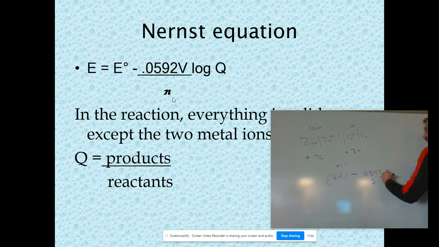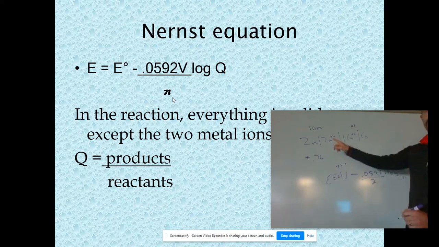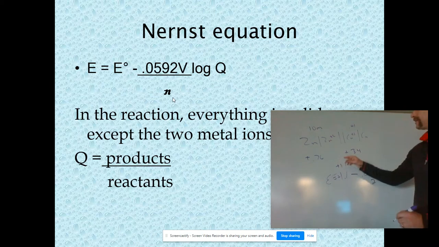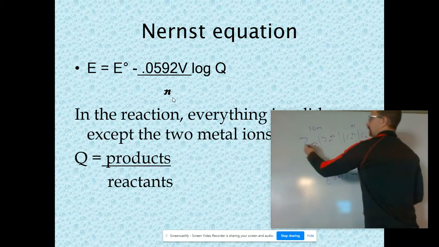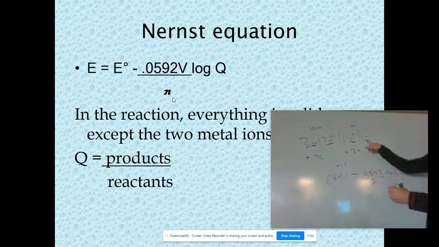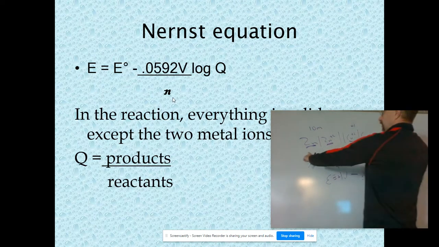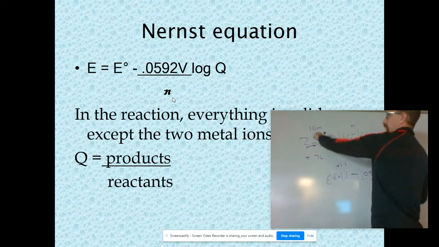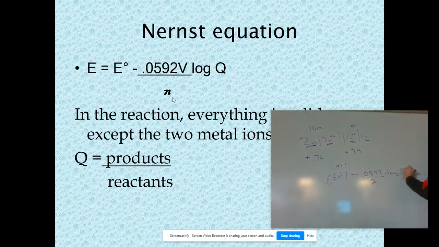And then we're going to multiply that by log of 10 over 0.01. It is really easy to see what my products and reactants are. Q is products over reactants. The reactants are the first ones that we write, and the products are the second ones that we write. Well, that's a solid, and that's a solid, so I can ignore it. So it's just going to be zinc, which is 10 molar, over copper, which is 0.01 molar. Well, that's 3 powers of 10.